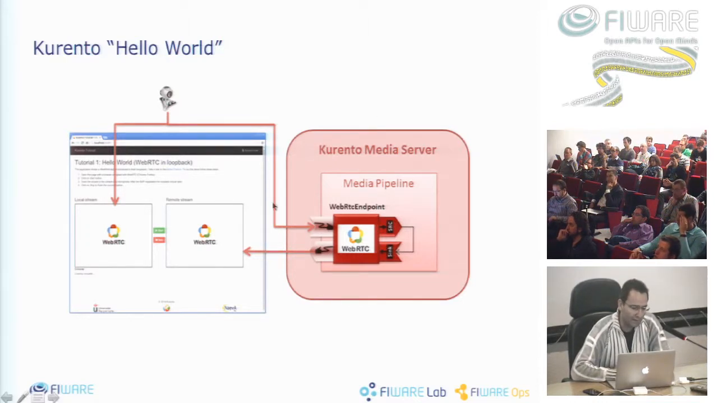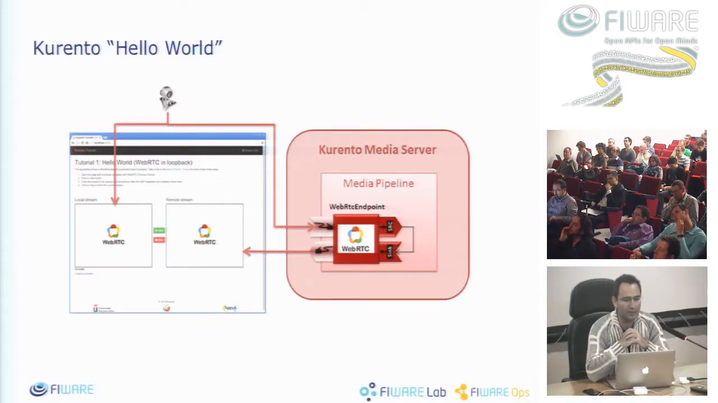So basically the idea is that we are going to have a web part of the application. The application is going to run in a browser, and we are going to use some JavaScript code for asking the media server to receive a WebRTC stream and to send back the WebRTC stream to us. So the first thing you need to think about when you create Kurento applications is, what are the models I need?